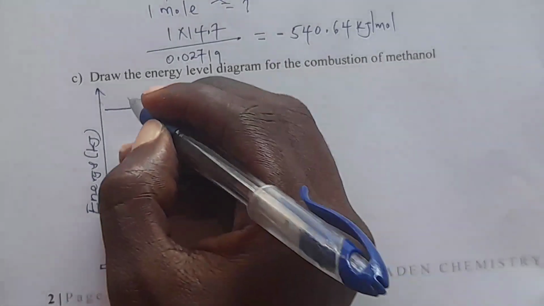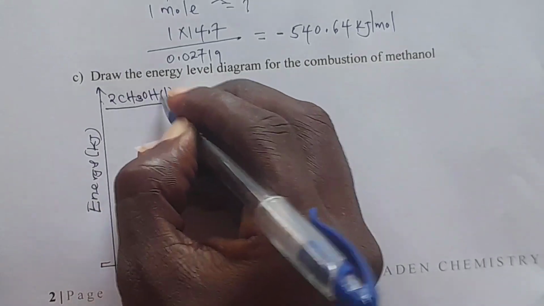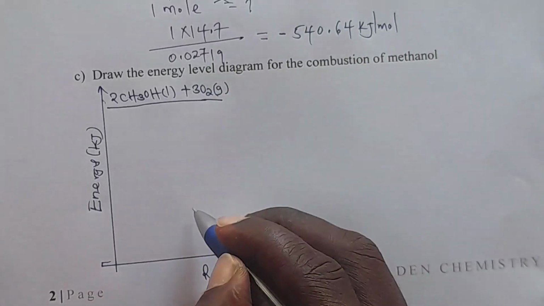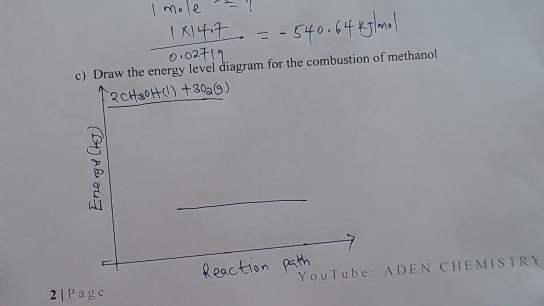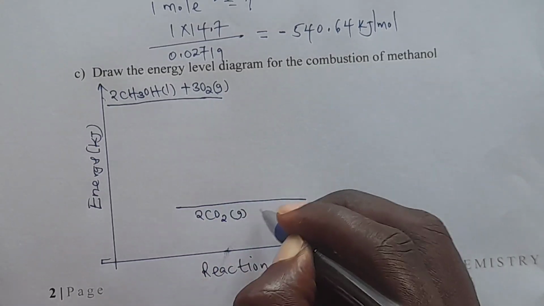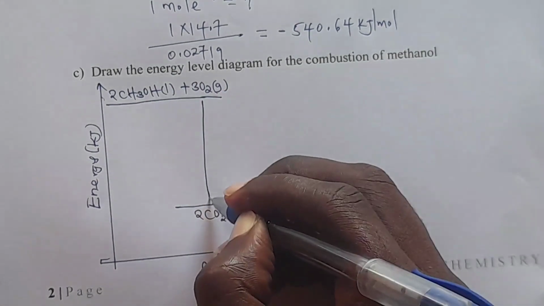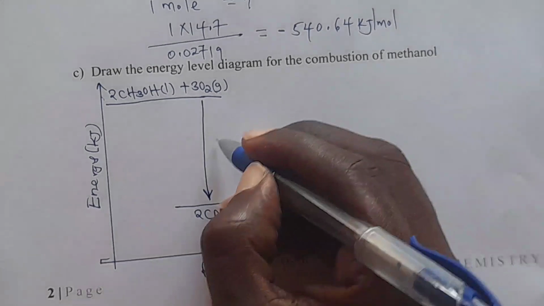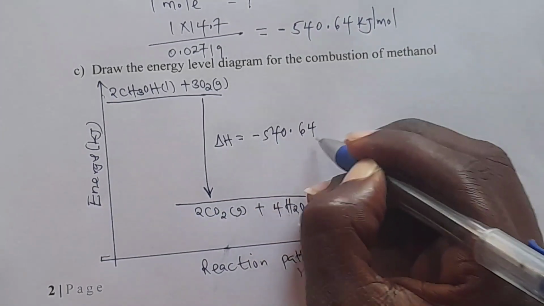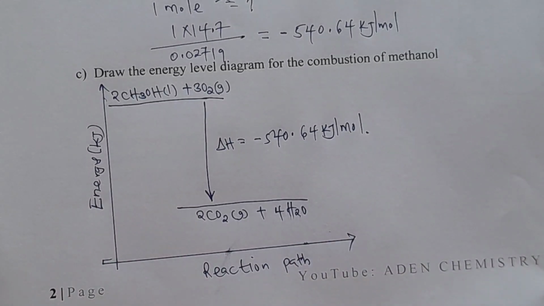So our reactants are methanol, which is liquid, plus 3 of oxygen gas. The products, we are told in an exothermic reaction, have a lower energy content compared to the reactants. So we're going to have carbon dioxide and 4 moles of water, and the arrow comes from the reactants and goes towards the products, and the enthalpy change here is negative 540.64 kilojoules per mole. So that's our energy level diagram.